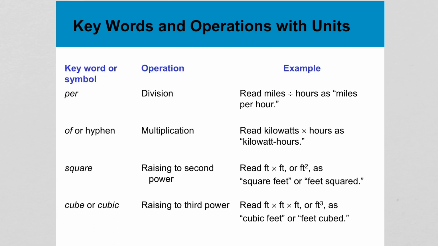If you hear the word square, that means we're raising to a second power. So that would be like feet times feet is feet squared. Or we could say that is square feet. And cube or cubic means raising to the third power. Feet times feet times feet is feet cubed. Or we could say that is cubic feet.